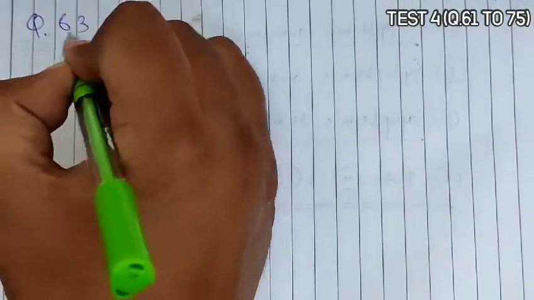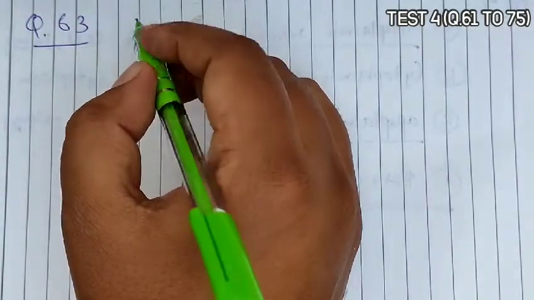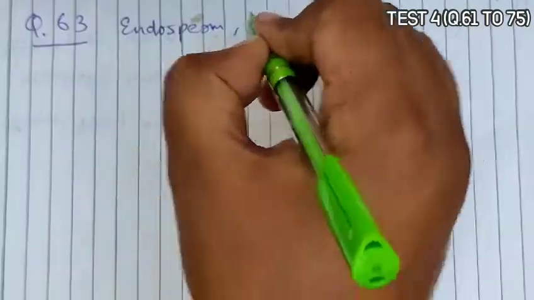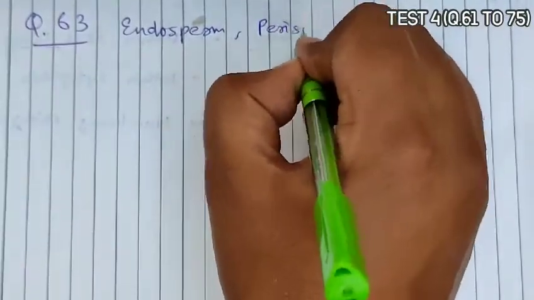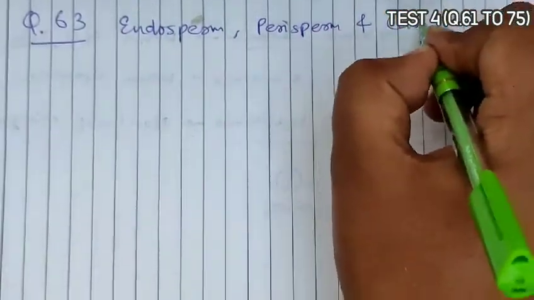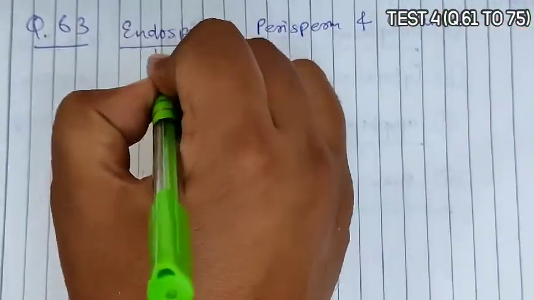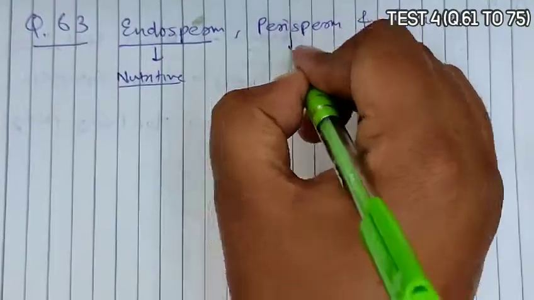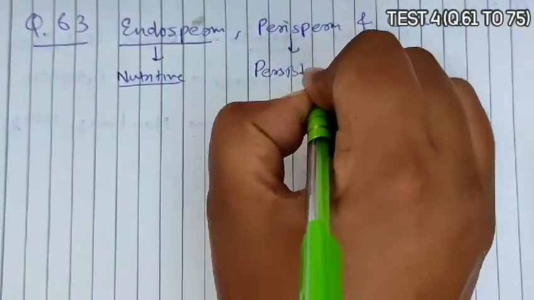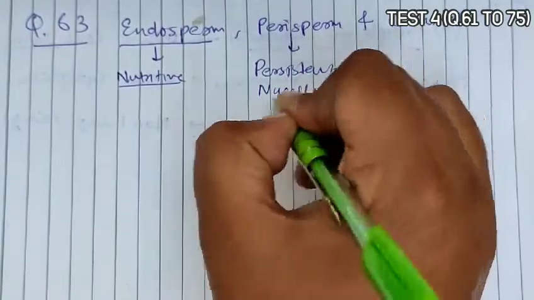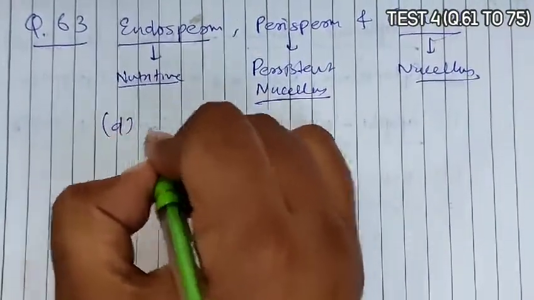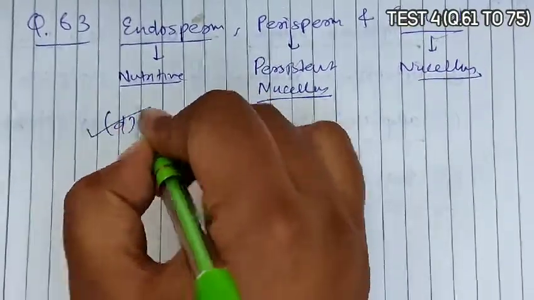Question 63. It asks for an example of seed with endosperm, perisperm and caruncle. Now endosperm is a nutritive reserve tissue. Perisperm is a persistent nucellus, and caruncle is the outgrowth of the nucellus. Now all these things are found in one plant that is known as castor. So it is a fact-based question, you have to remember this.